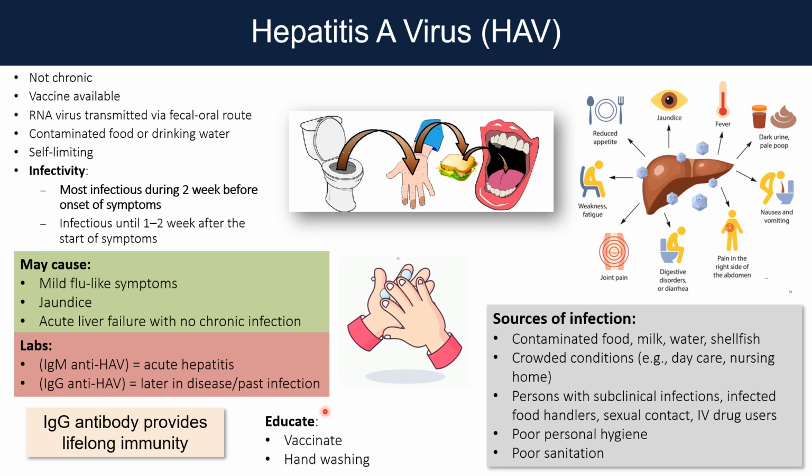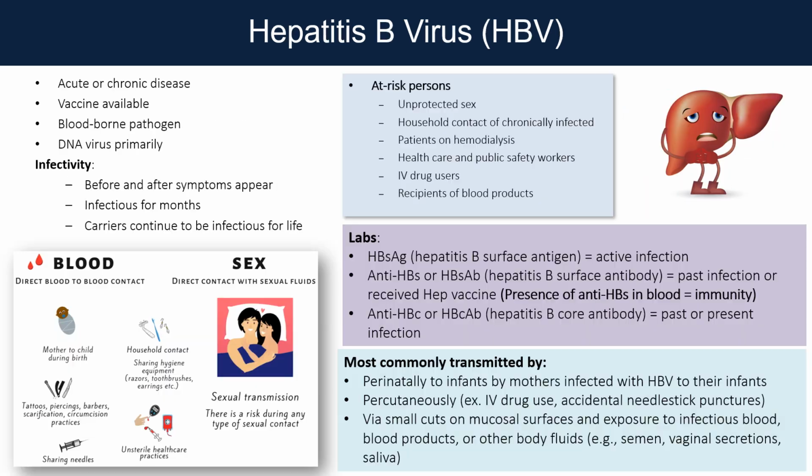So for this one, you want to educate to vaccinate because we have a vaccine, and to hand wash. Some sources of infection can include contaminated food and water, likely to happen in crowded conditions like a daycare or nursing home, poor hygiene, poor sanitation.